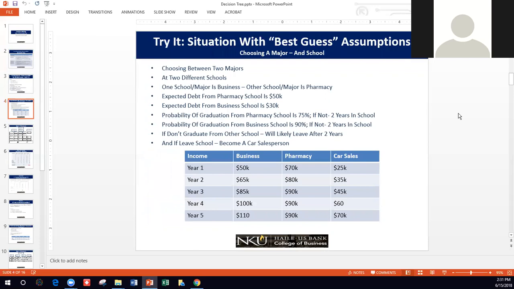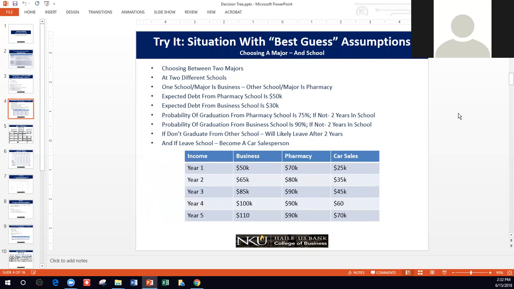Let's try it, all right? Let's say you've got a brother or sister who's choosing between 2 majors, and your mom asks for help in the decision. And they're looking at 2 schools. At one school, the major is business. At the other school, the major is pharmacy.